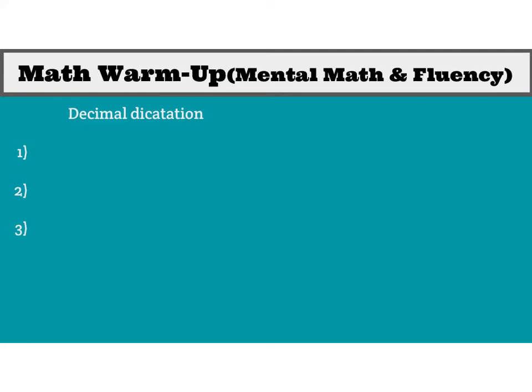For our math warm-up today, we are going to do some decimal dictation. So I would like to read some decimals to you, and number your paper from 1 to 3 and write these down. So the first decimal is 4 and 77 hundredths. 4 and 77 hundredths.